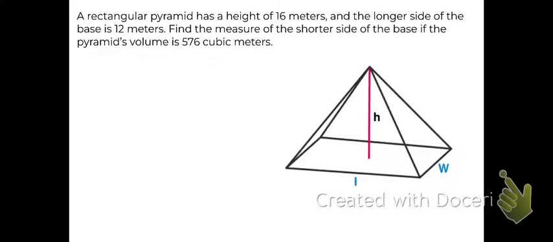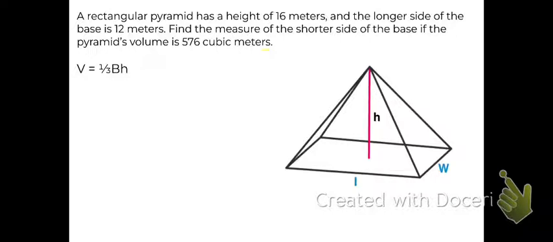Here it says a rectangular pyramid has a height of 16 meters, that the longer side of the base is 12 meters, and to find the measure of the shorter side of the base if the volume is 576 cubic meters. So I've underlined some of the key measures that they're giving us so that I can think about what formula we should use. Since they're giving us the volume of a pyramid, let's use that formula. And let's just start substituting numbers into the formula and see where we get.